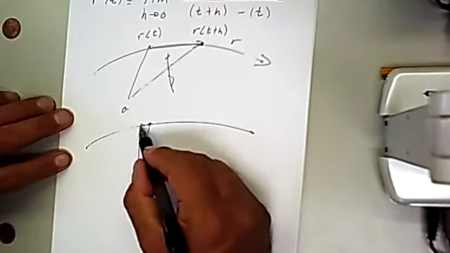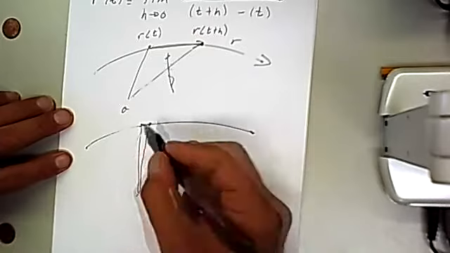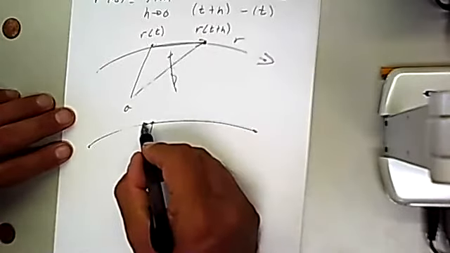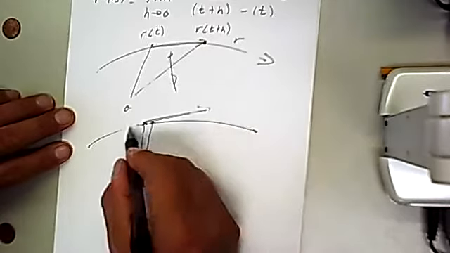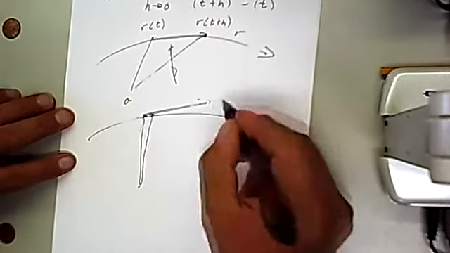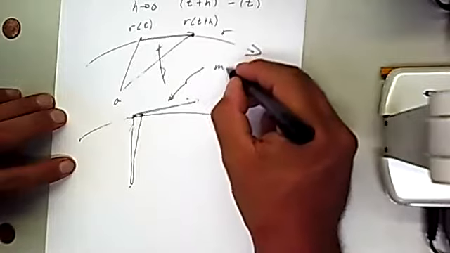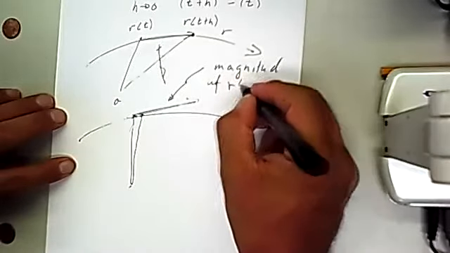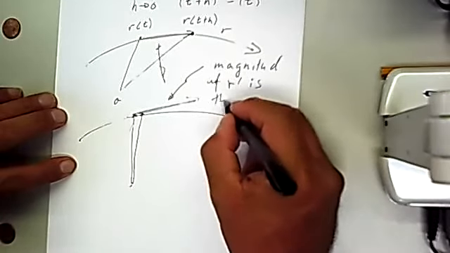And because h is very small, when we divide, we multiply by the reciprocal. The reciprocal of a very small number is a large number. And so we end up with this kind of a vector, which would be tangent to the curve. And the magnitude of the vector tells us the velocity. So now we can say that the magnitude of r prime is the velocity.